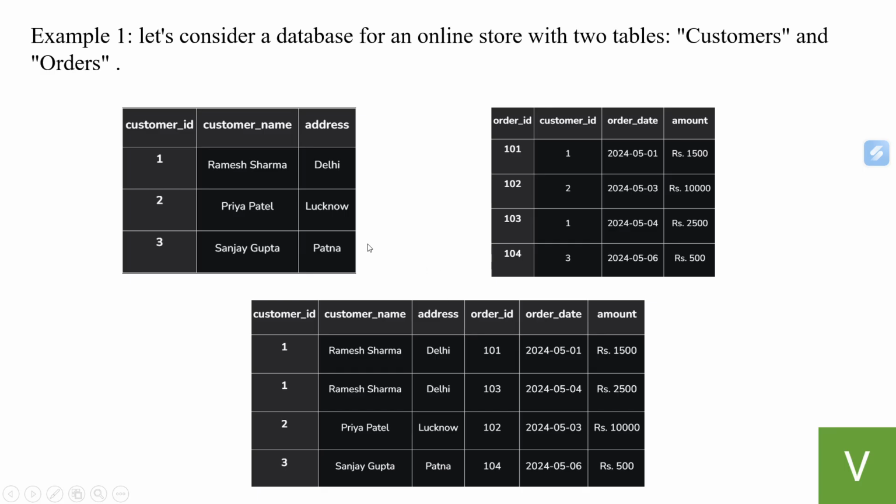this clustered file organization combines both tables using the foreign key and the primary key, and the final resultant table is as follows. It consists of customer ID, customer name, address, order ID, order date and amount. So in this way, clustered file organization helps to combine two tables based on a foreign key.